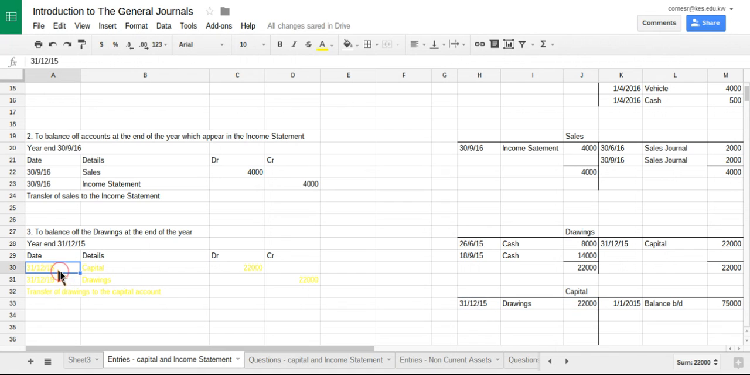Okay, and what would get written up in the journal is that we need to debit the capital account, which we have done, and we need to put a credit entry in the drawings account, which we have done, and commentary pretty straightforward. Transfer of drawings to the capital account.